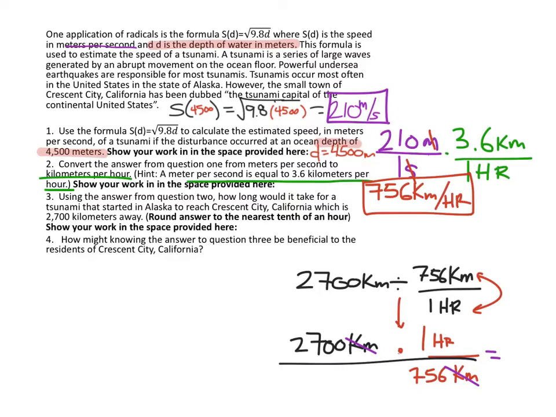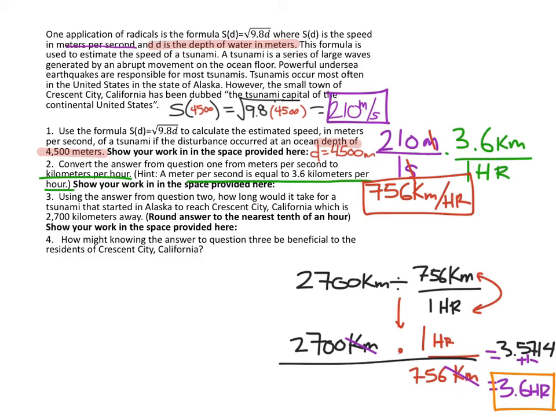Now I get a decimal, and it said round the answer to the nearest tenth of an hour. So this is the decimal that I got: 3.5714. But it said round to the nearest tenth. So the 7 right there is going to add 1 to the 5. So it ends up being 3.6 hours. And again, that's the answer to number 3 right there. And don't forget to label these, all right? Because if you guys submit these on Canvas and it's not labeled, I have to take a point off. Okay?